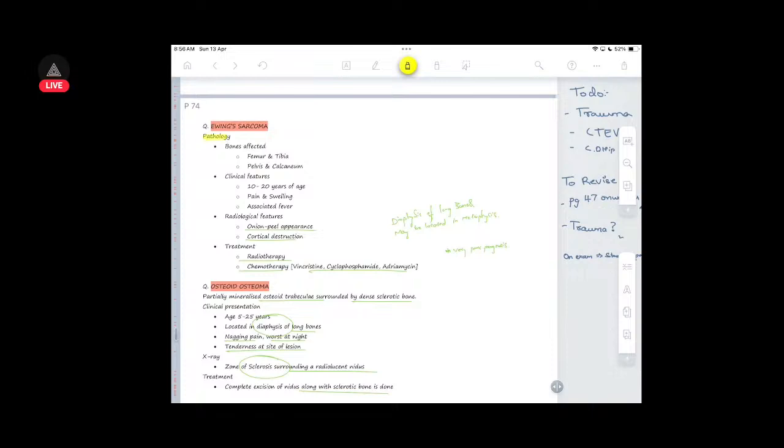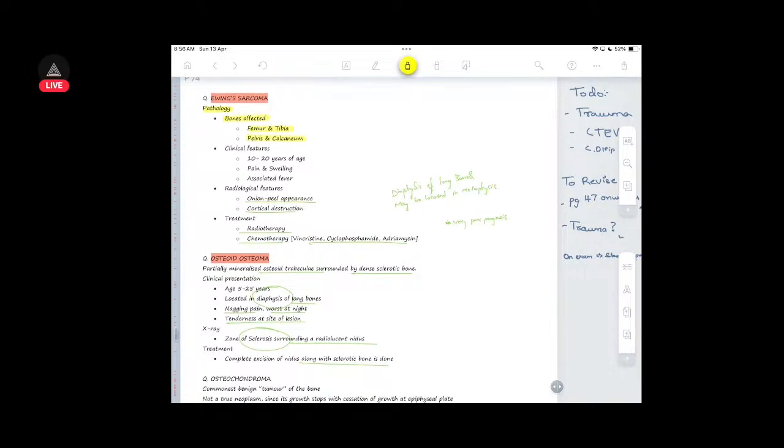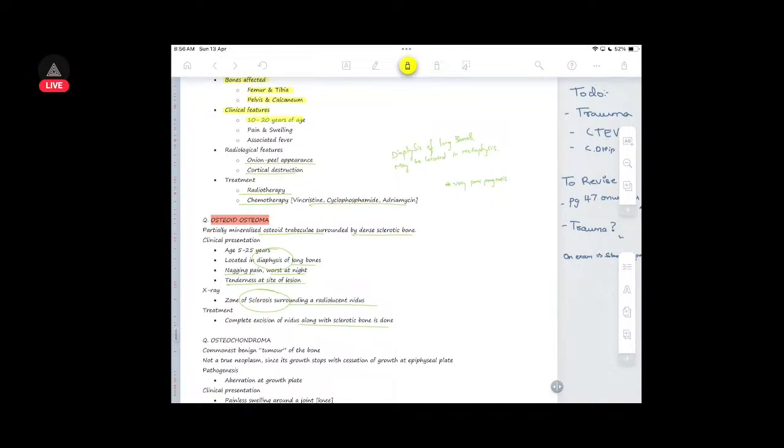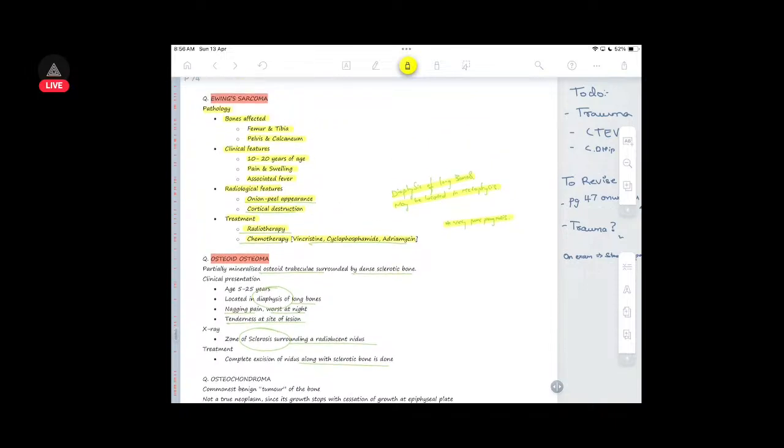Then you have Ewing sarcoma, wherein femur and tibia are affected. Pelvis and calcaneum may also be affected. Clinically, it is seen at 10 to 20 years of age. Pain and swelling may be there, and there may be associated fever. Radiologically, you can have an onion peel appearance, and cortical destruction may be seen. Treatment: you give radiotherapy and chemotherapy, which is vincristine, cyclophosphamide, adriamycin. The diaphysis of the long bones may be involved, or it may be located in the metaphysis. There is very poor prognosis in this.